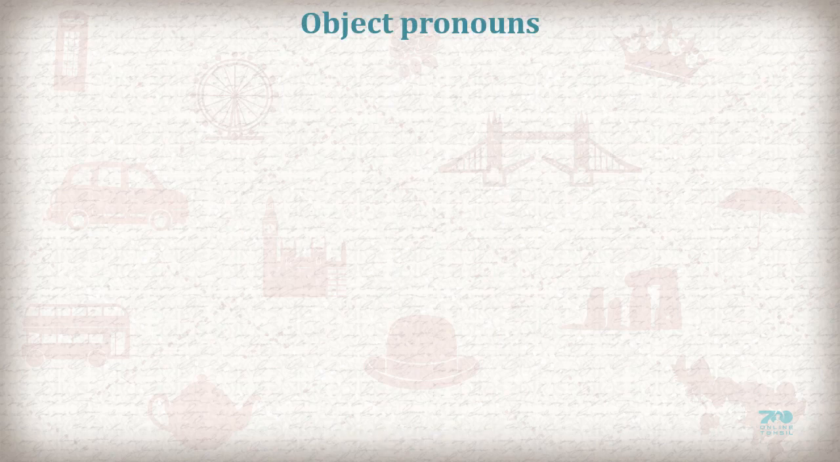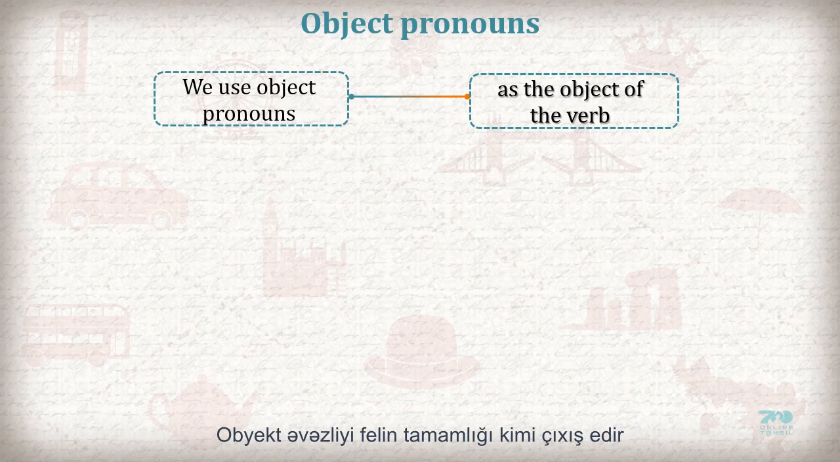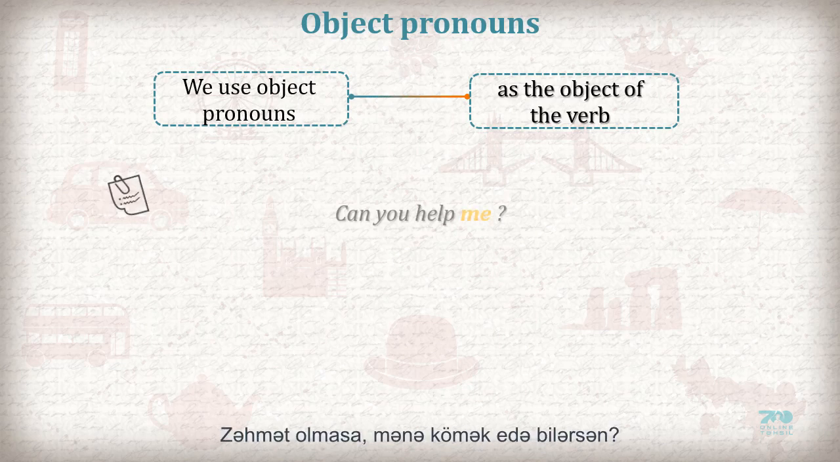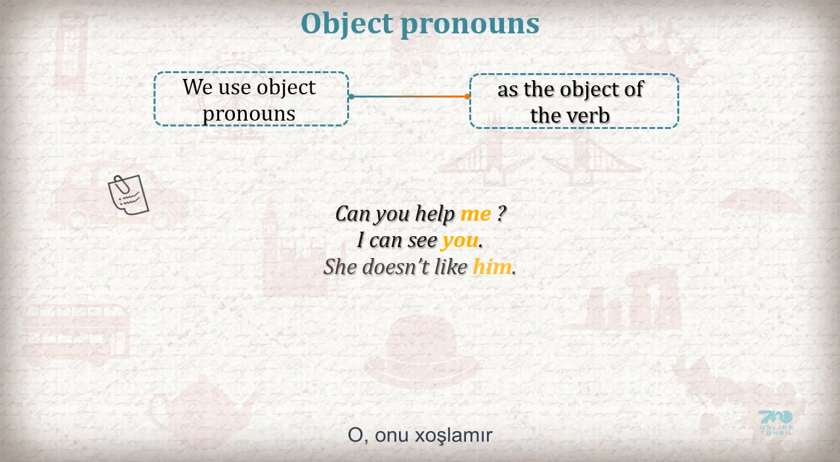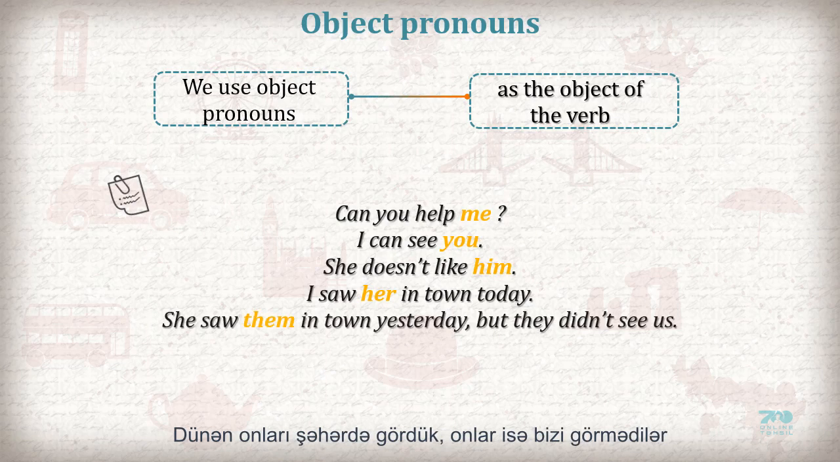Object pronouns. We use object pronouns as the object of the verb. Can you help me? I can see you. She doesn't like him. I saw her in town today. She saw them in town yesterday, but they didn't see us.